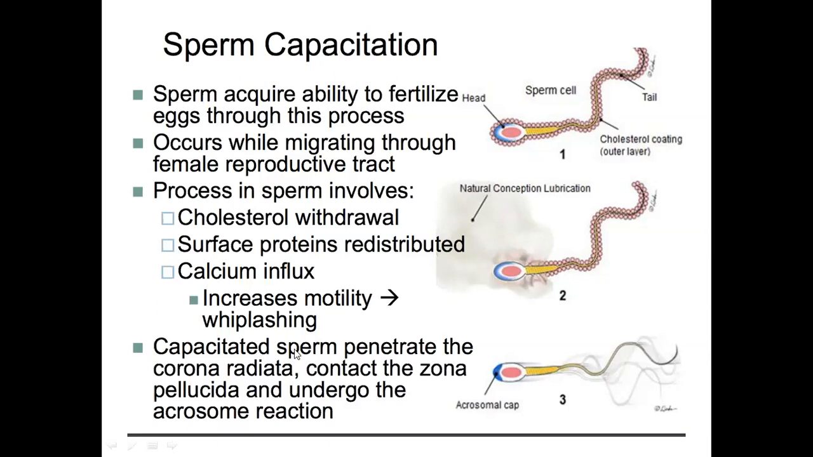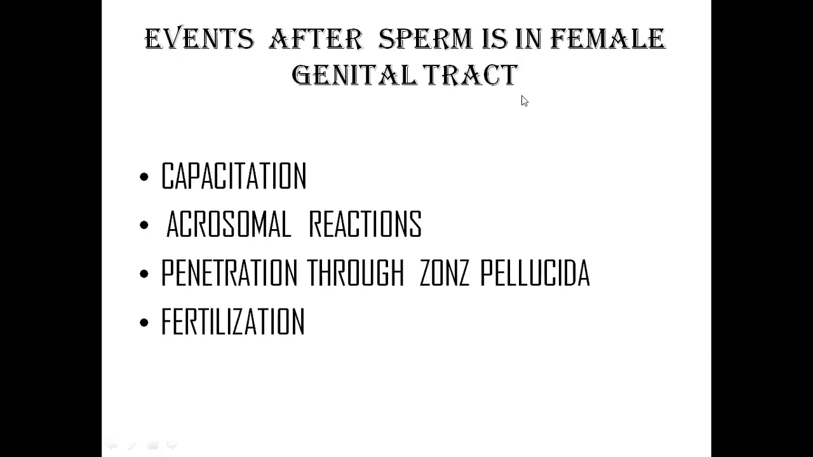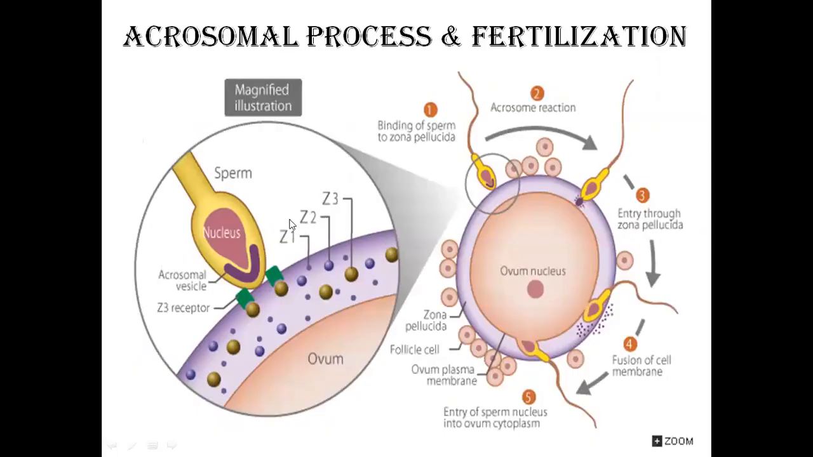So only this capacitated sperm can penetrate the corona radiata, enter the zona pellucida and undergo the acrosomal reaction. So if we see what changes take place in the female genital tract, first is the capacitation, which has started in the epididymis and ends in the female genital tract. Then comes the acrosomal reaction and penetration through the zona pellucida, and finally there is fertilization.